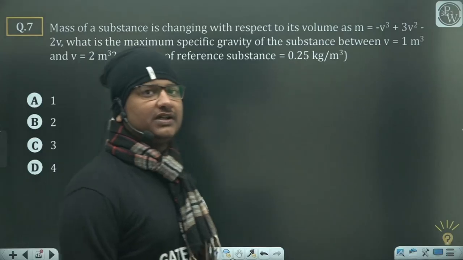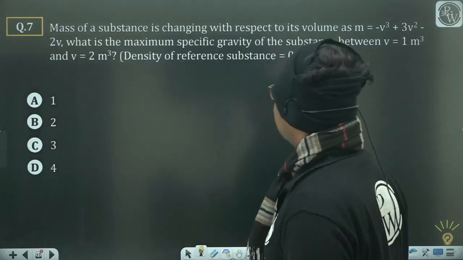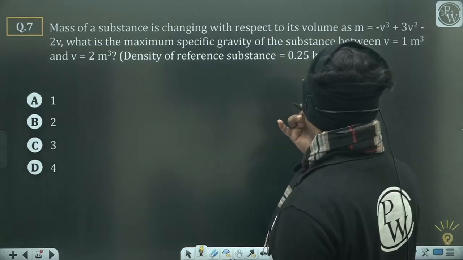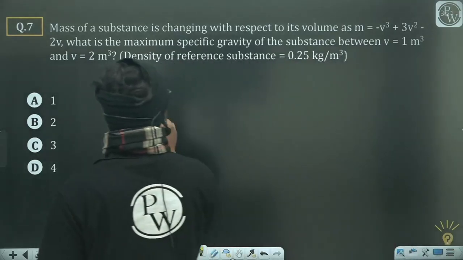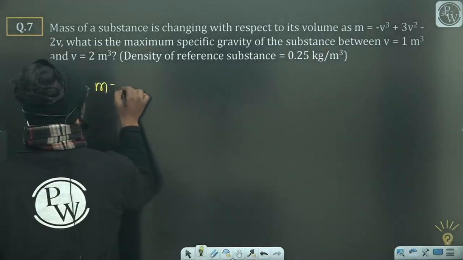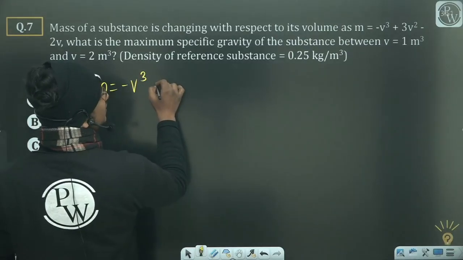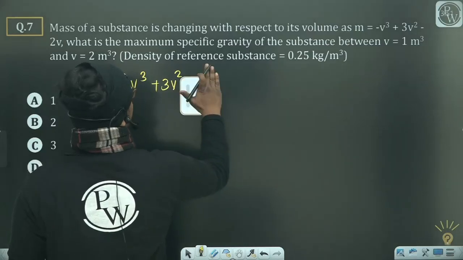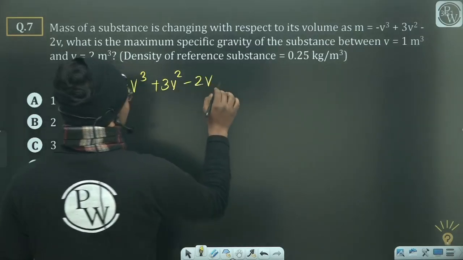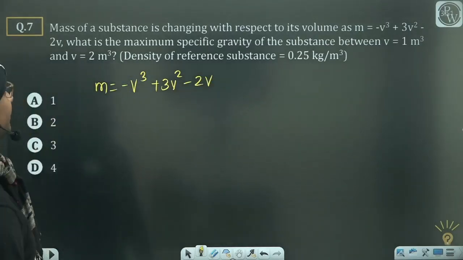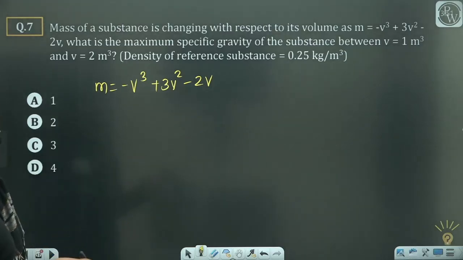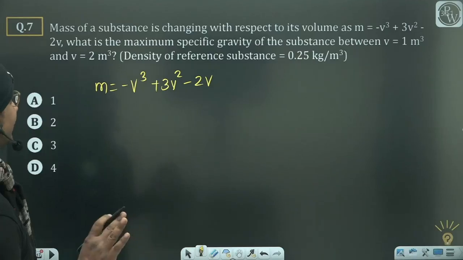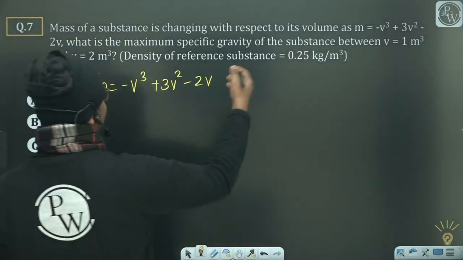Coming to the next question, question number 7. Let me read this question for all of you. Mass of a substance is changing with respect to its volume as m equal to minus V cube plus 3V square minus 2V, if I am not wrong. What is the maximum specific gravity of the substance between V equal to 1 meter cube and V equal to 2 meter cube? That's what they are asking. Density of reference substance is also given to you.